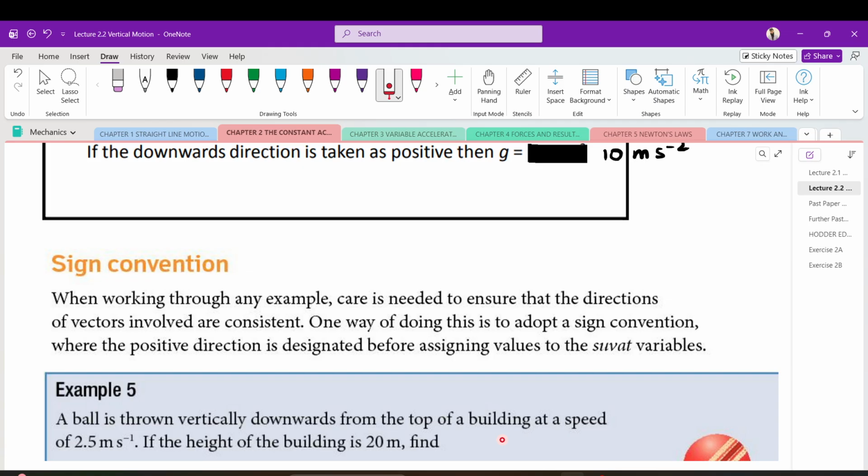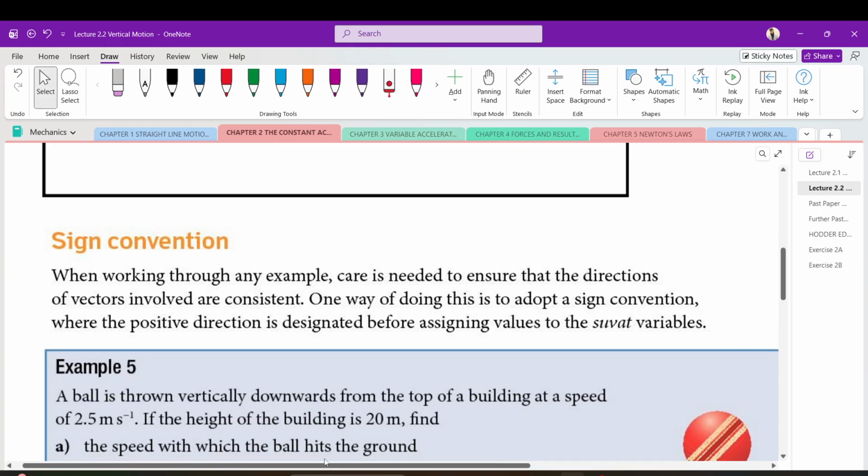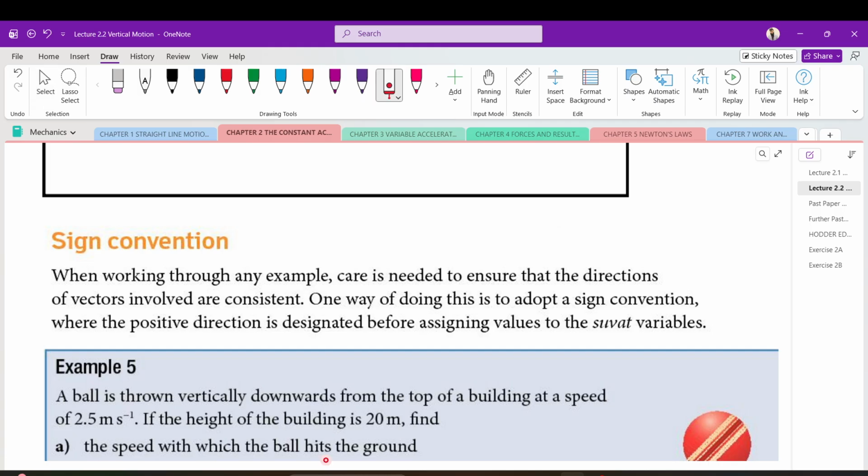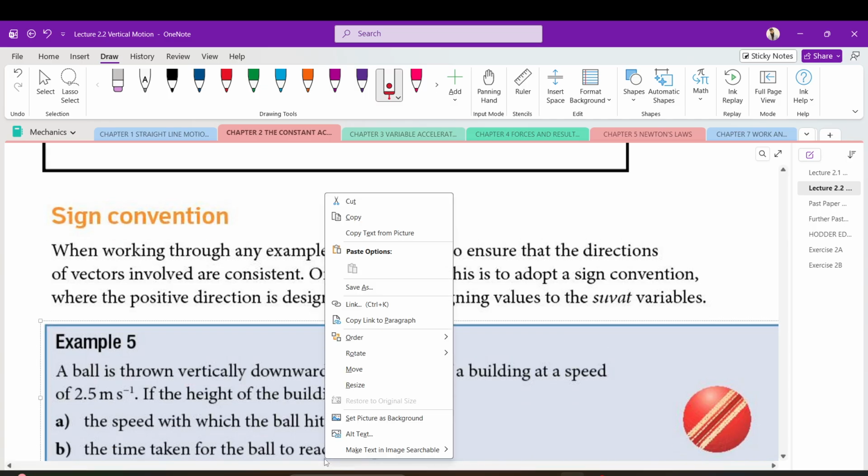Okay, so the ball is thrown with an initial velocity of 2.5. If the height of the building is 20 meters, find the speed with which the ball hits the ground. So by the time it has traveled 20 meters and it reaches the ground, we need to calculate what will be the final velocity. So here we have the initial velocity u, we have the displacement 20, we need to find v, but these are only three variables, right? So understand this, that since this is a vertical motion, the acceleration will be g.